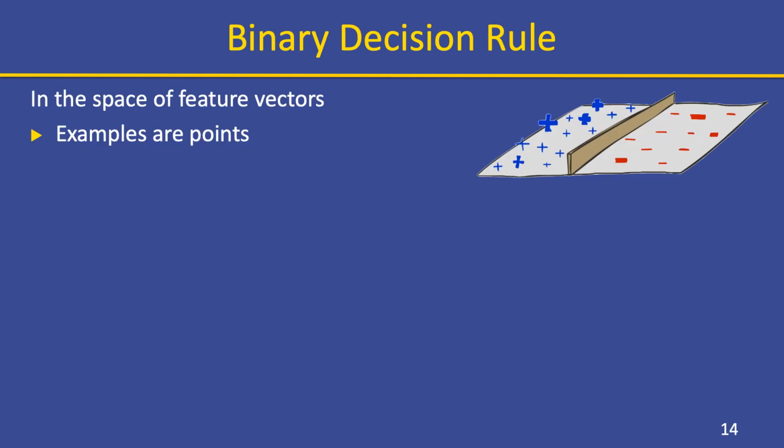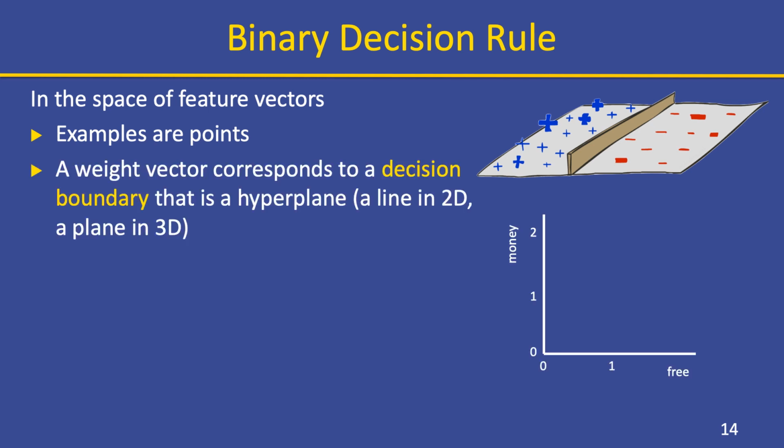So we have these examples scattered in a plane or 3D space. Some of these examples belong to the positive class and some of them belong to the negative class. We are trying to find a decision boundary. We are trying to put a fence between the positive examples and the negative ones so that we can predict everything on one side as positive and everything on the other side negative. So the weight vector represents this decision boundary.